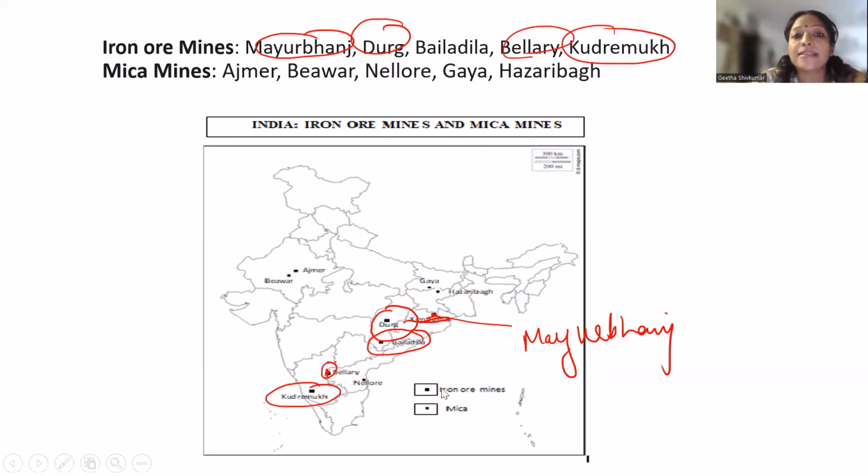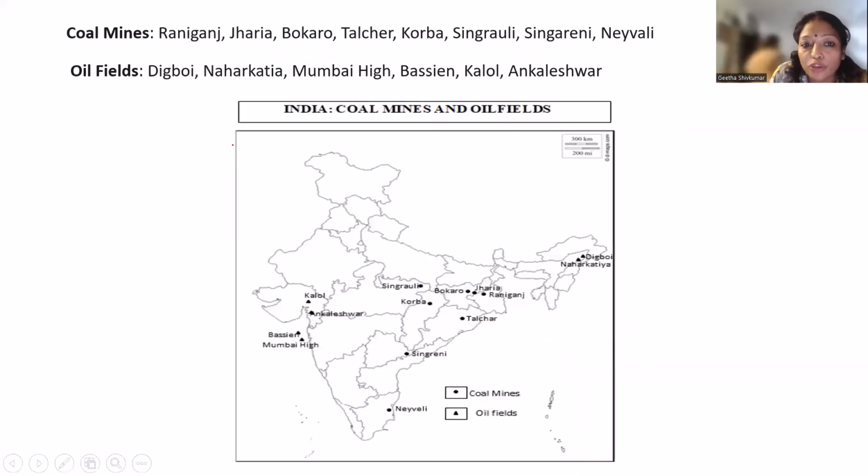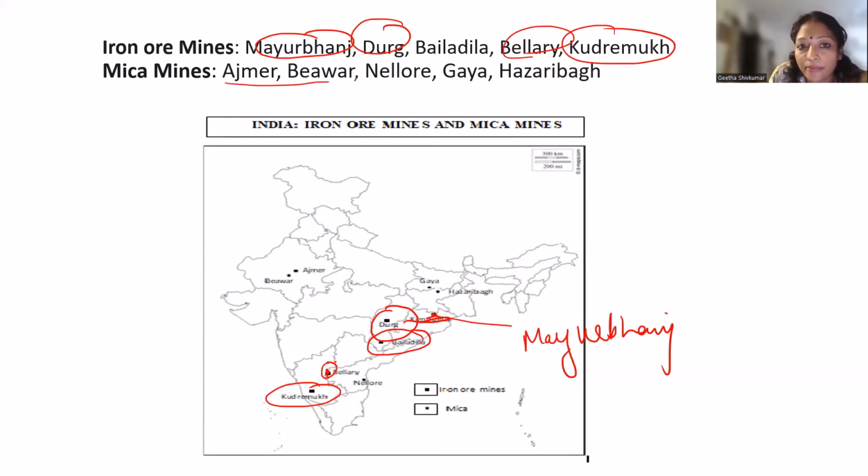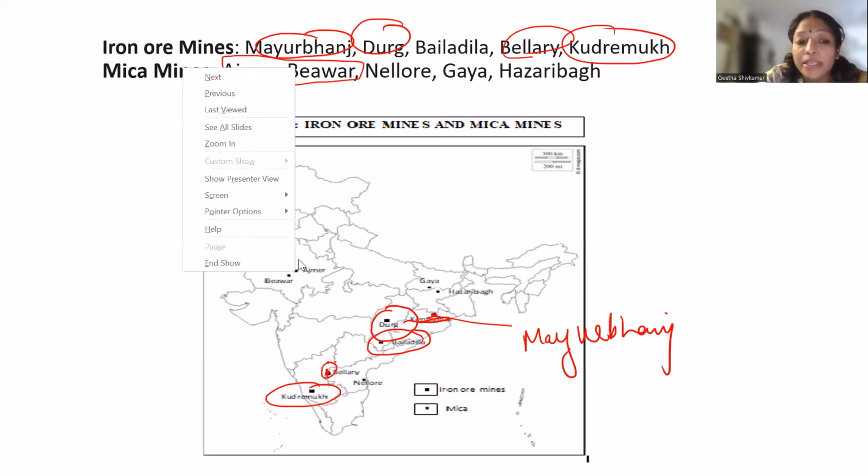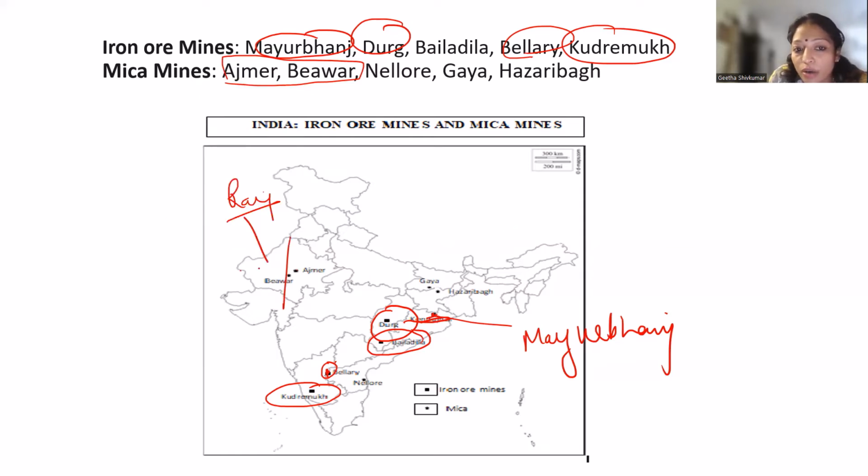Next are our mica mines. When we look into mica mines, Ajmer and Beawar are the two places in Rajasthan. So this is my Rajasthan. If I divide it into north, south, east and west, Ajmer is in the middle, and just below that I have Beawar.